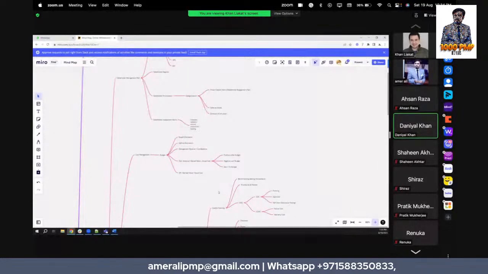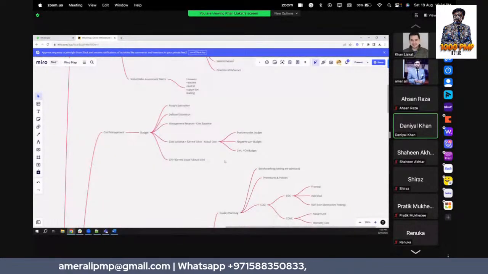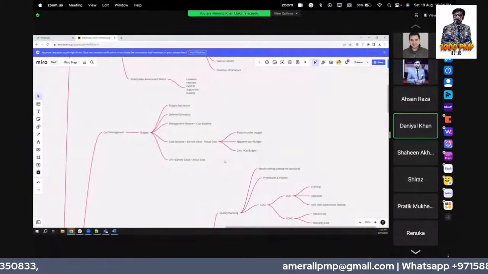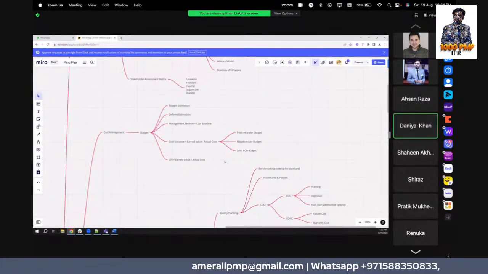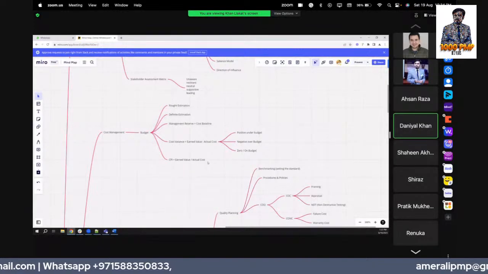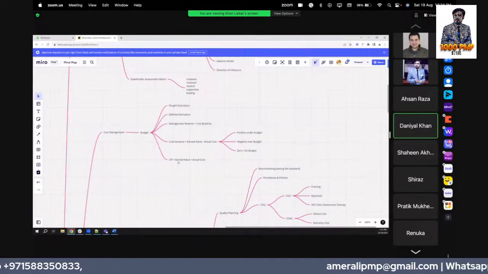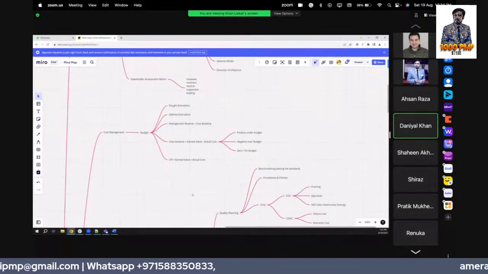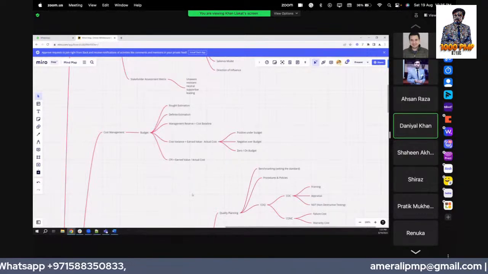We have cost management. First of all, we decide the budget, and then there are 5 items that we do in budget. It's the rough estimation, the definite estimation, management reserve, plus cost baseline, the cost variance, plus earned value and actual cost, in which there are three outcomes: positive, which is under budget, negative, which is over budget, or on budget, that is equal to the budget. There is one more thing, the CPI, it's a formula to evaluate, it's earned value divided by actual cost.